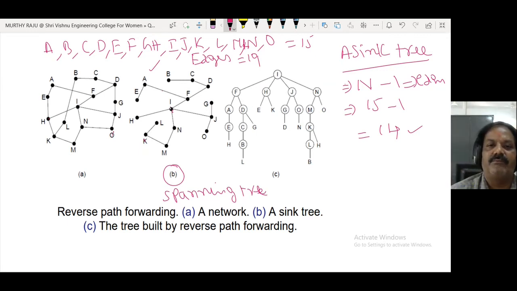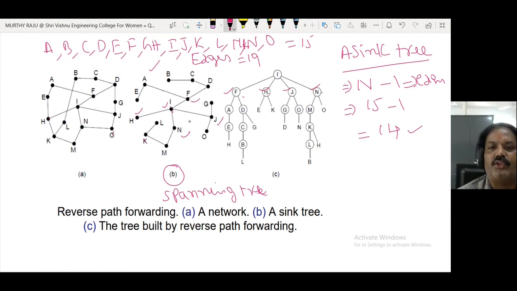This is the I node. For node I, the neighbor nodes are H, N, F, J. These are the neighbor nodes of I. These nodes are on the spanning tree or sink tree. These nodes are connected, therefore these nodes are circled.